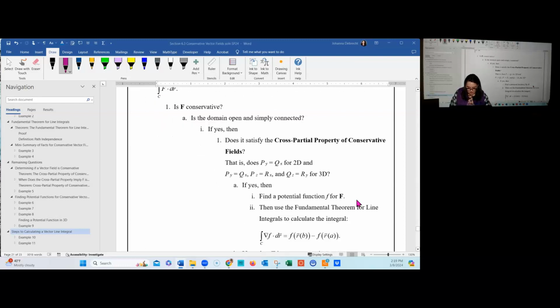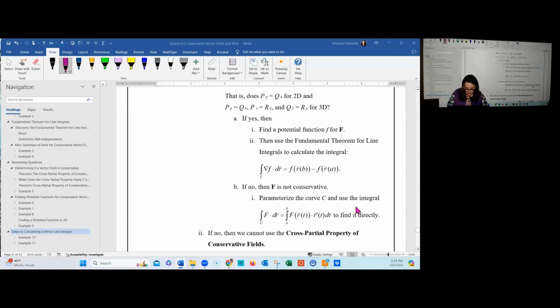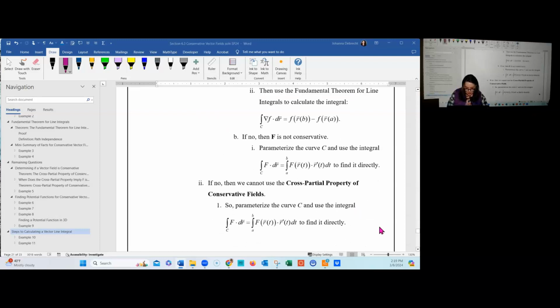If it's conservative, then we're going to go ahead and find a potential function and then use the fundamental theorem for line integrals to calculate the integral. On the other hand, if it does not satisfy the cross-partial property, then it is not a conservative vector field. If it's not conservative, then we're going to parameterize the curve and use the integral of f of r of t dot r prime of t dt to find it directly.